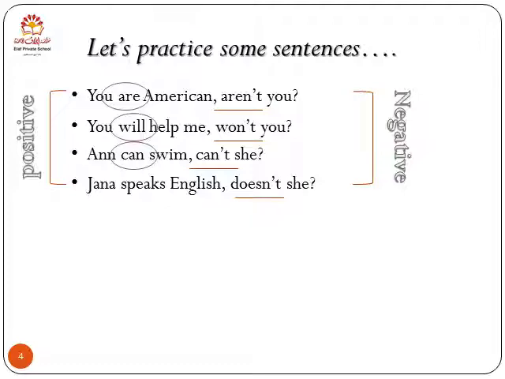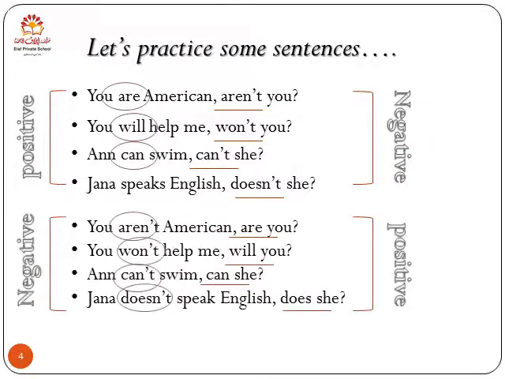Okay, now what about if the first part is negative? If the first part is negative, as you can see here, aren't, won't, can't, or doesn't, then the second part, which is the question tag, should be positive, like are, will, can, or does. I use the same examples so I can focus more on the same point. Number one, you aren't American. Are you? Number two, you won't help me. Will you?